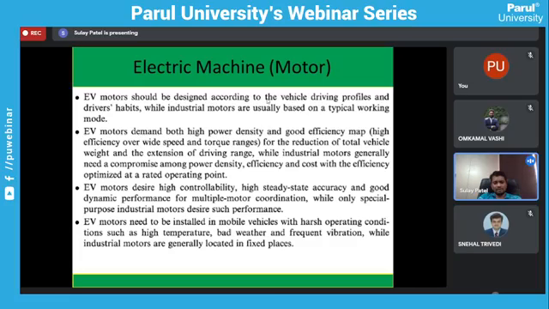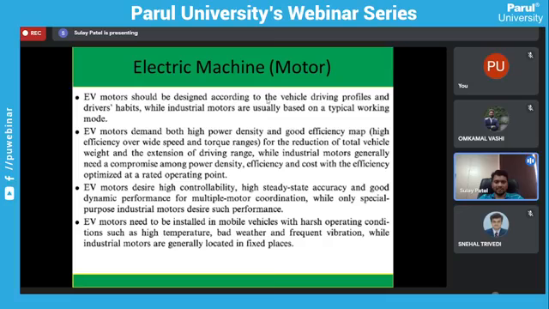EV motors need to be insulated in a mobile vehicle against harsh operating conditions such as high temperature, bad weather, and frequent vibration, while industrial motors are generally located at a fixed place. So again, you can consider the lathe or CNC machine, which is placed in one place in the workshop. The CNC machine is placed in a very well-maintained, weatherproof ambience, and it has a very limited range of temperature and adverse atmosphere.